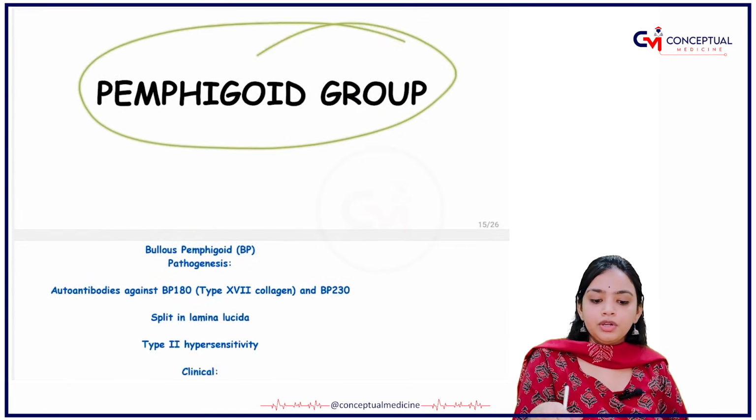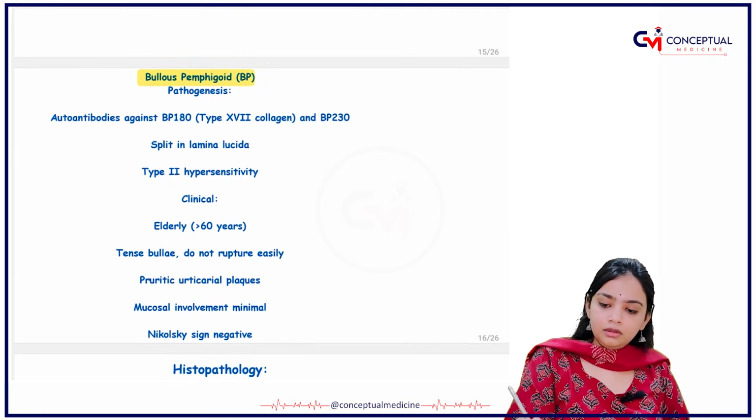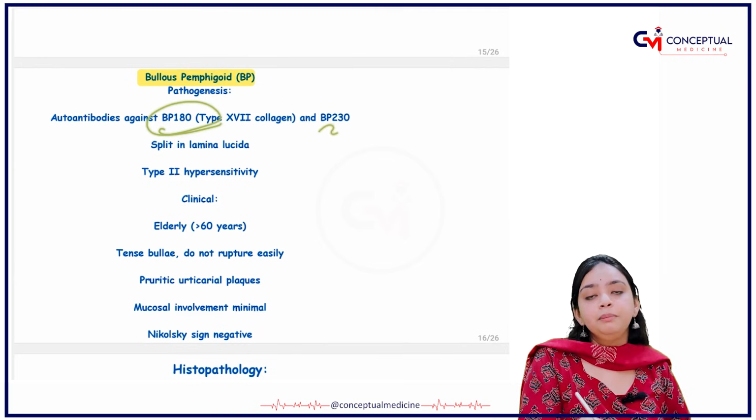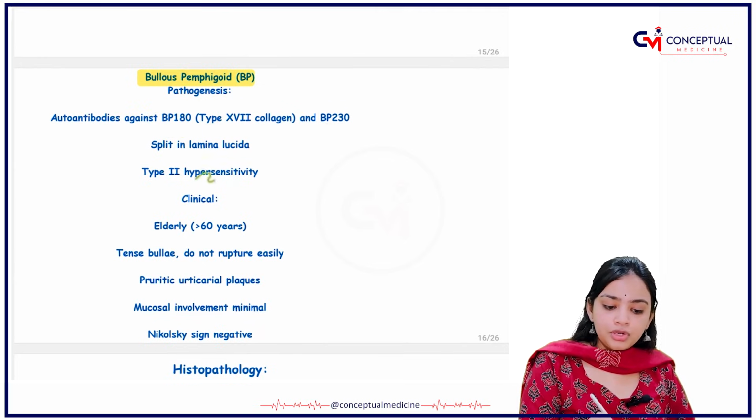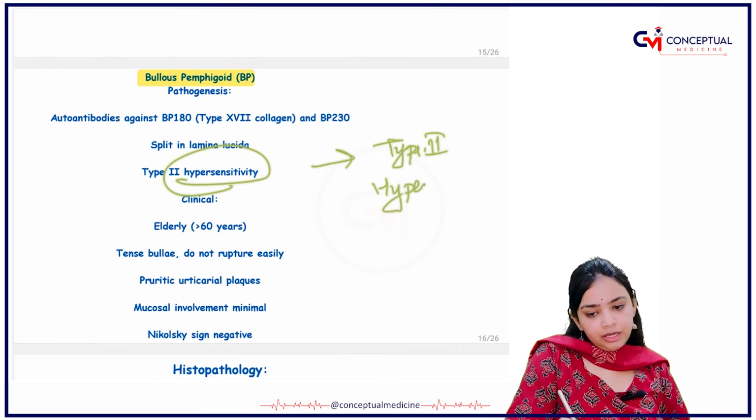In the pemphigoid group, you have the first one, that is your bullous pemphigoid. So you have autoantibodies against BP180. Then they spread in the lamina lucida, which further leads to the type II hypersensitivity.